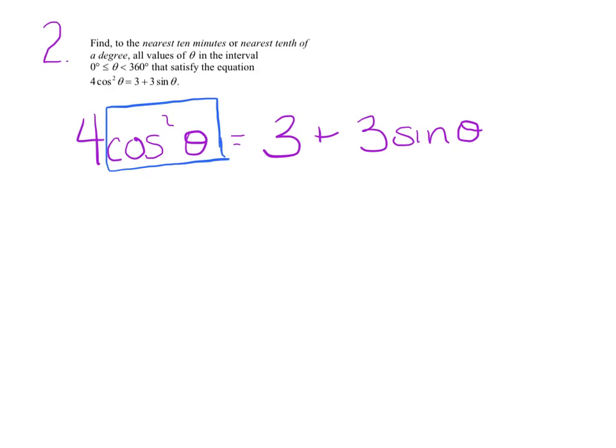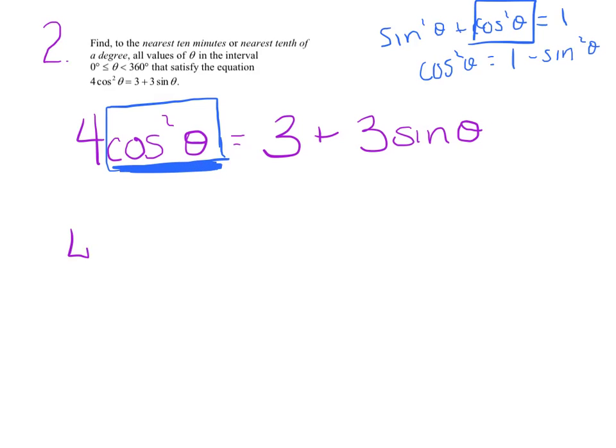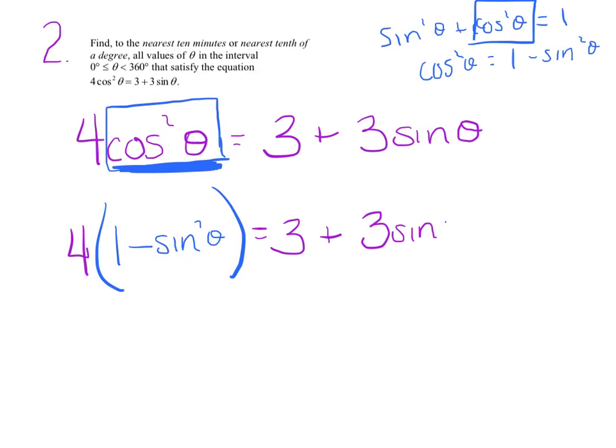Now ask yourself, where does cosine squared come from? Well, it comes from those Godfather rules. Sine squared plus cosine squared equals 1. And you want to get the cosine squared alone. So what would you do to both sides? Hopefully you would subtract over the sine squared. So I would say cosine squared theta equals 1 minus sine squared. So that's what I can replace in this cosine squared. So I should have 4 times, in place of cosine squared, 1 minus sine squared equals 3 plus 3 sine theta.